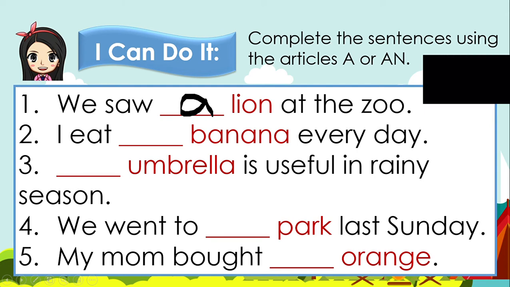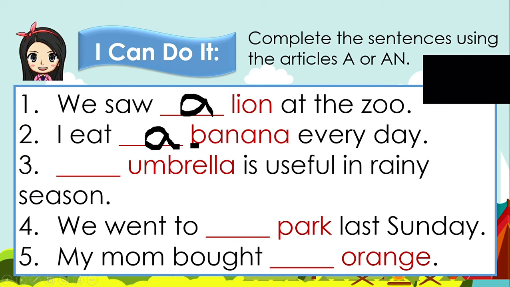Okay, let's see. So if your answer is A, then you are correct. The letter B here is a consonant, so we will use article A. I eat a banana every day.